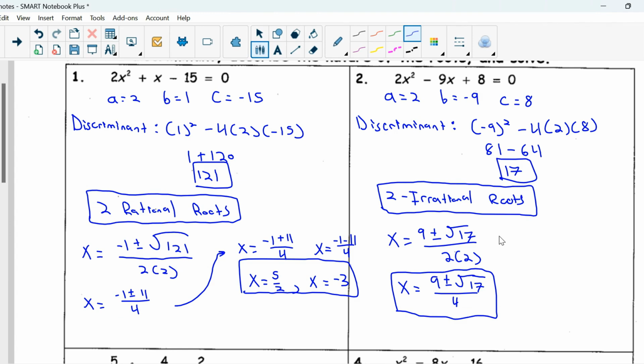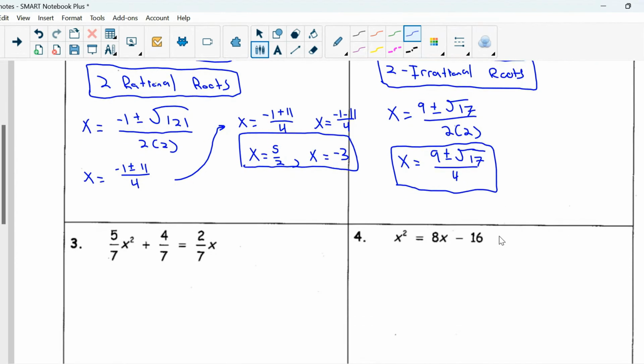All right. So I would highly recommend try 3 and 4 on your own. If you guys try it on your own, it will save us a lot of time during class going over them.